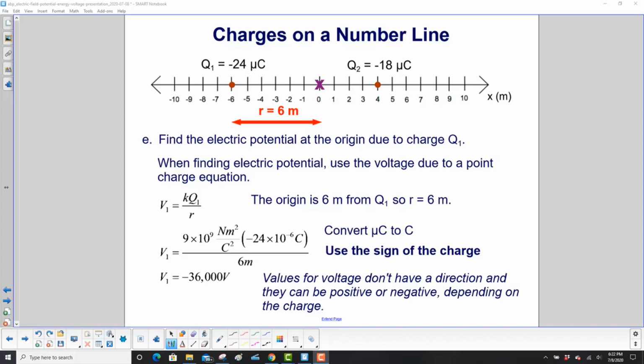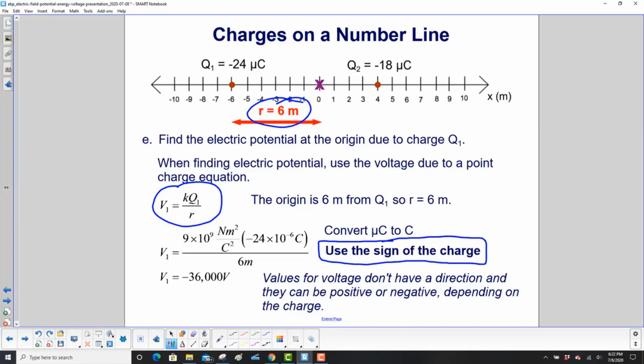Now we need to find the electric potential at the origin due to charge Q1, and then Q2, and then the net potential. This is a lot easier. We don't have vectors here, so we just need our equation for the voltage and the distance. So Q1, well, it's still 6 meters away. And this time you have to use negative or positive, all right? Because there's no vectors here, but we're allowed to use a negative voltage and a positive voltage and add them together. So this is in bold, so you know this is important. Use the sign of the charge.